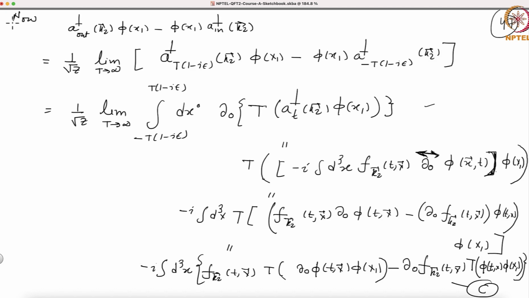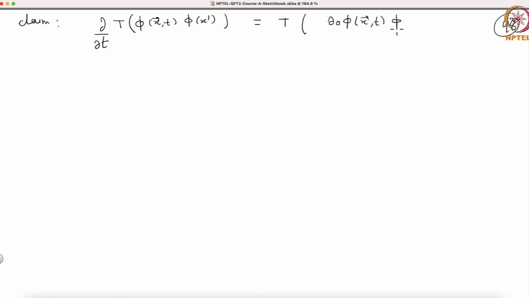So I claim that the time ordered product of phi x t and phi x prime, by x prime I mean t prime and vector x prime, if you take the time derivative with respect to t, is the same as the time ordered product of del naught phi, where this is del over del t.